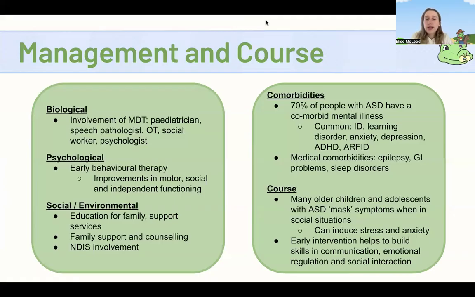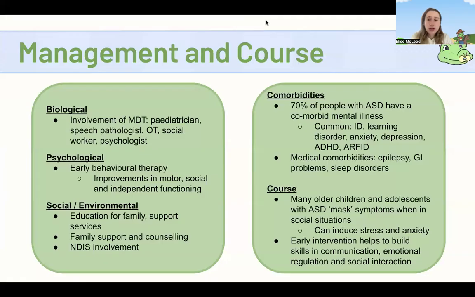Looking at comorbidities, as sort of mentioned before, there are lots of common comorbidities, for example, intellectual disability, learning disorders, anxiety and depression. ADHD is really commonly comorbid, and ARFID as well, so that restricted eating patterns. And some medical comorbidities like epilepsy is quite common in children with ASD.